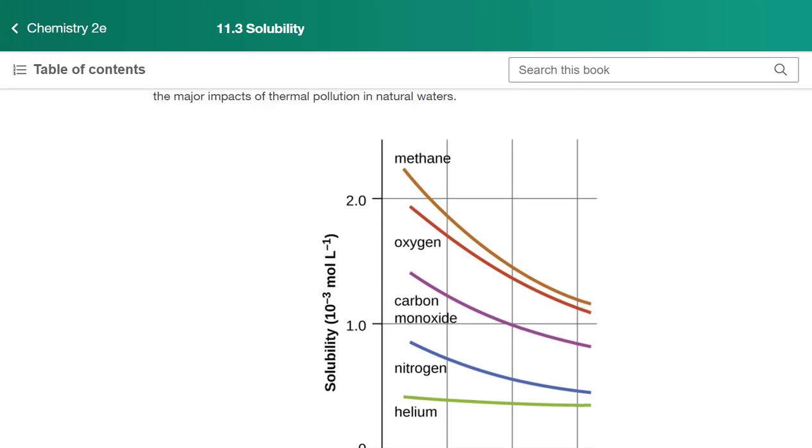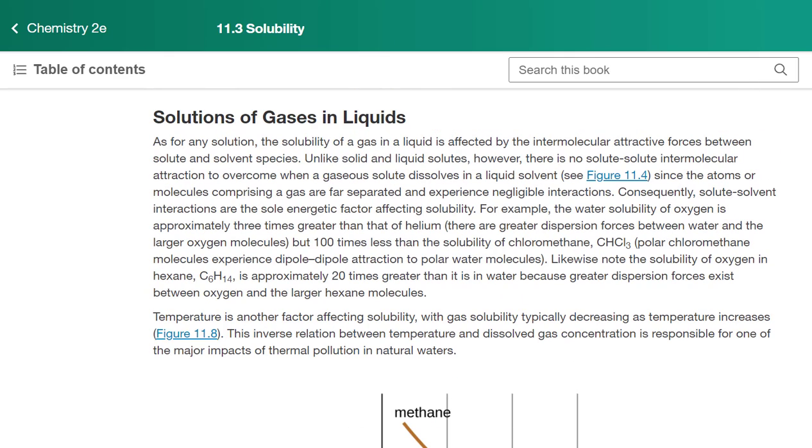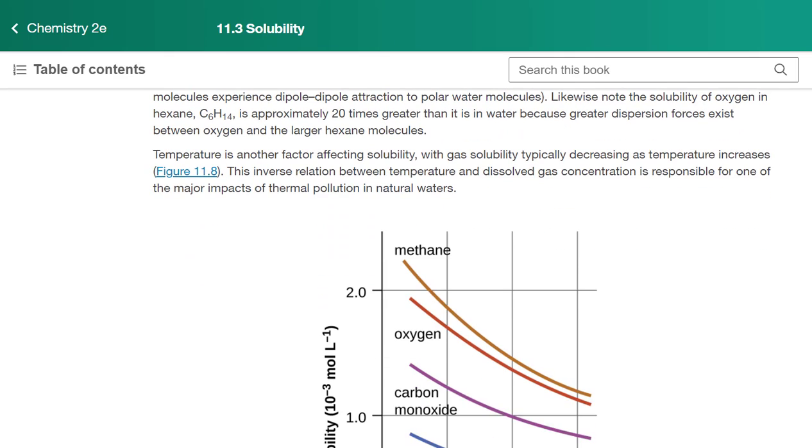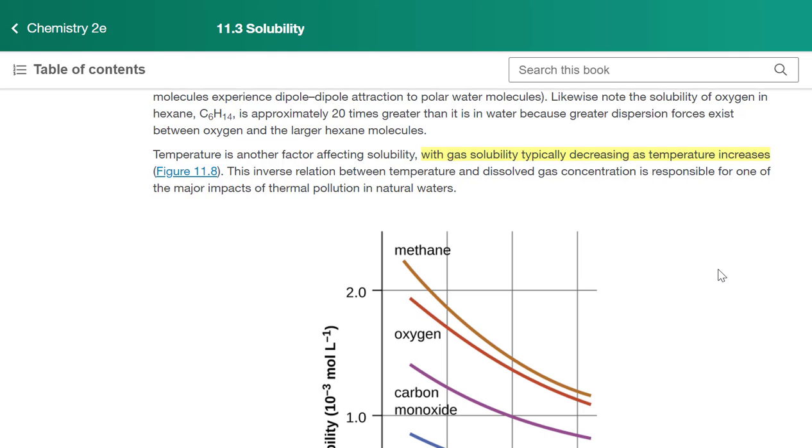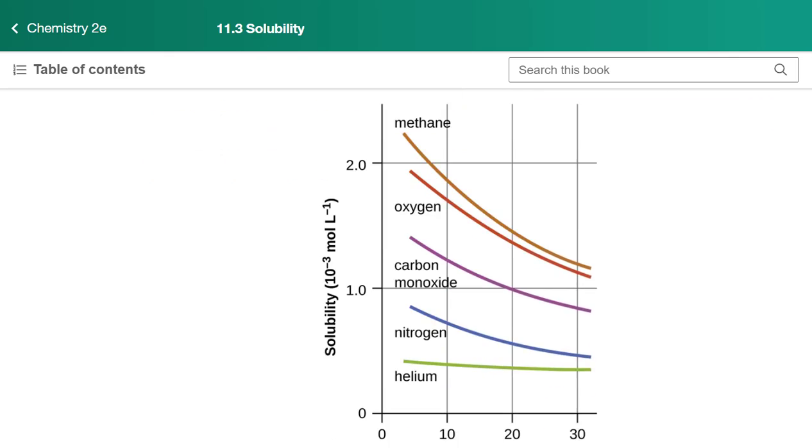Okay, so that's one of the major trends here, is that as you increase temperature, you will have a decrease in solubility. Actually, let me go ahead and highlight this. And your book is stating it in the reverse way. So gas solubility typically decreases as temperature increases. So kind of flipping around, where I was focusing on temperature, is focusing here on solubility. But the same idea.